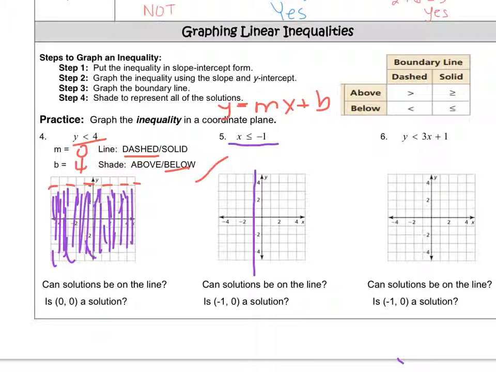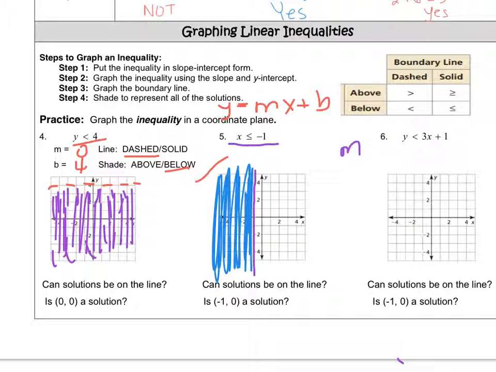And then we have to decide if we're shading above or below. Well, this is a little tricky. It's a vertical line. So we're going to have to apply a little brain thought. We know that all of our x's have to be less than -1. So it has to be everything getting smaller. And that's our shading. Okay, let's do the last one.